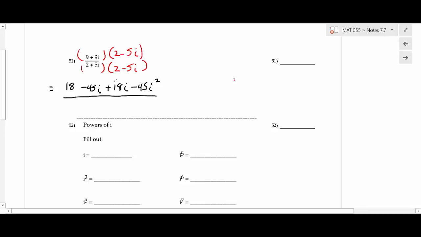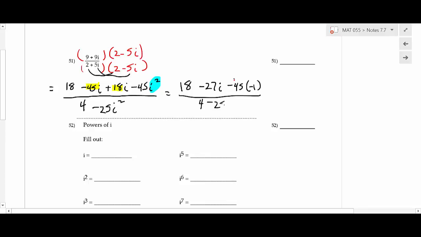The bottom you can FOIL, or you can just do first and last. If you do 2 times 2, that's 4. The inner and outer cross out, then the last term would be minus 25i squared like that. Okay? All right? So what we'd have in the numerator is 18. These are like terms, so I think that's negative 27. So that's minus 27i. Again, there's your i squared. So that's going to be minus 45 times negative 1, like that. And then the bottom, the denominator, is going to be 4 minus 25 times negative 1.